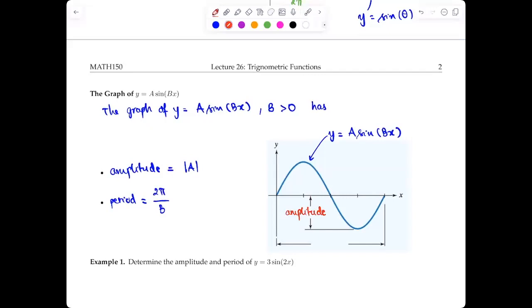You can also say that this part right here, you can use that part to calculate the amplitude. So they have the same length. Therefore, the amplitude is equal to 2 pi.